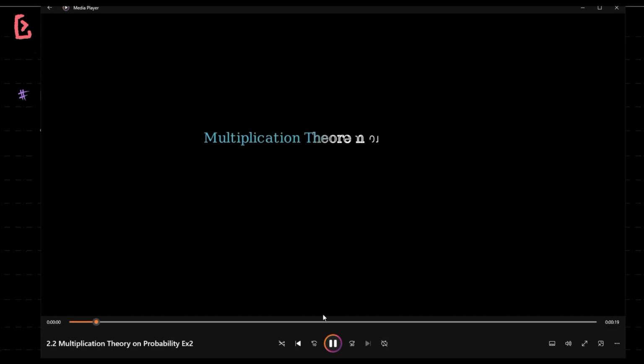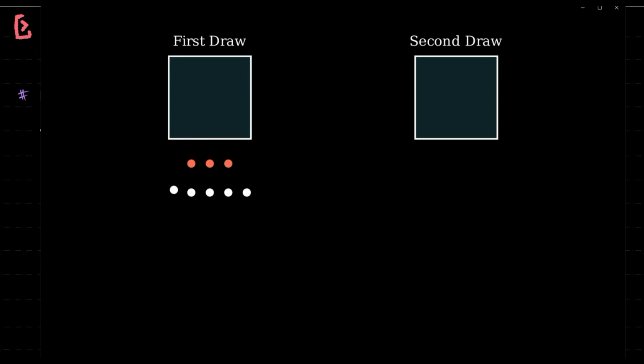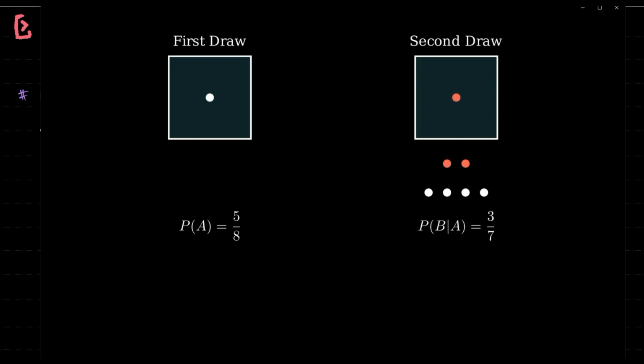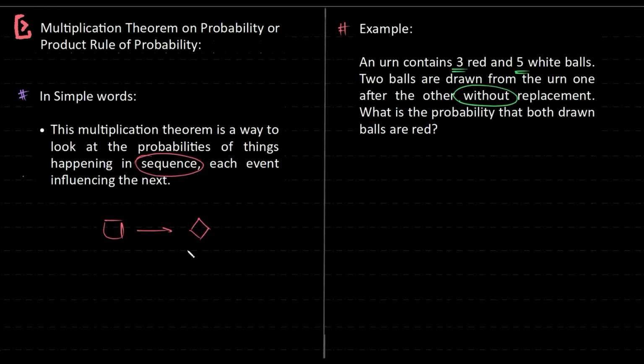What if we had something else? Instead of red, it's white. So you can see that things will change. It will influence whatever happened in the first draw. Here it is 5 by 8. In the second draw, we can see that the output does get affected. Our initial answer was 2 by 7, but here it is 3 by 7. So we can see that there is some influence.